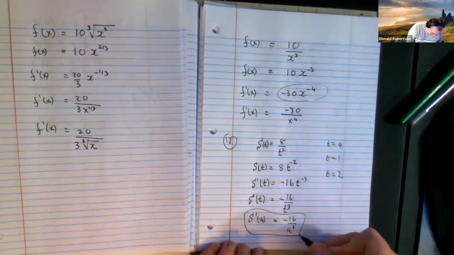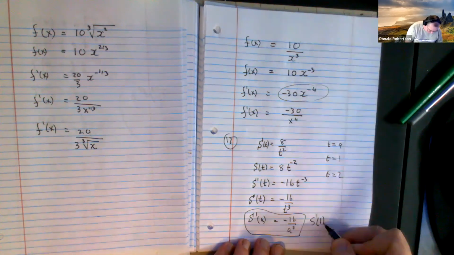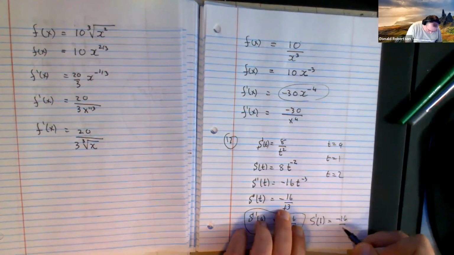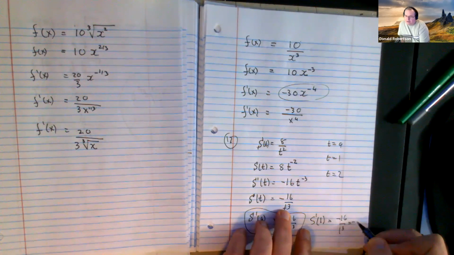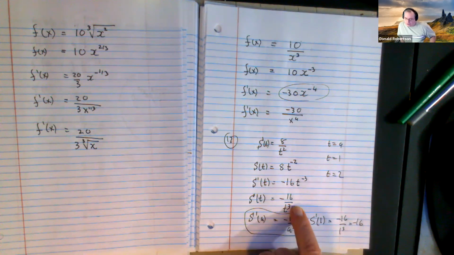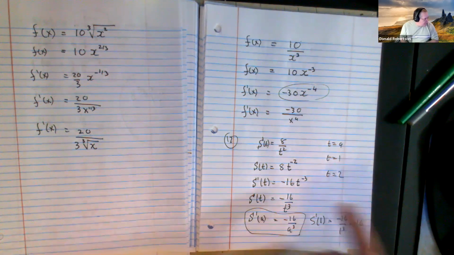Now, if they want S'(1), don't you just go -16/1³, and there's your answer. And if you want S'(2) or S'(10), can't you just use this formula, right? With 2 cubed in the bottom or 10 cubed in the bottom. And what do they ask for? 1, 2, and 3 as well.